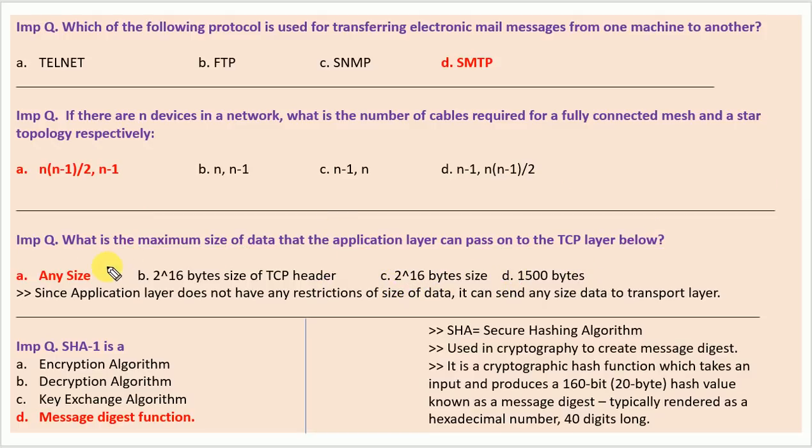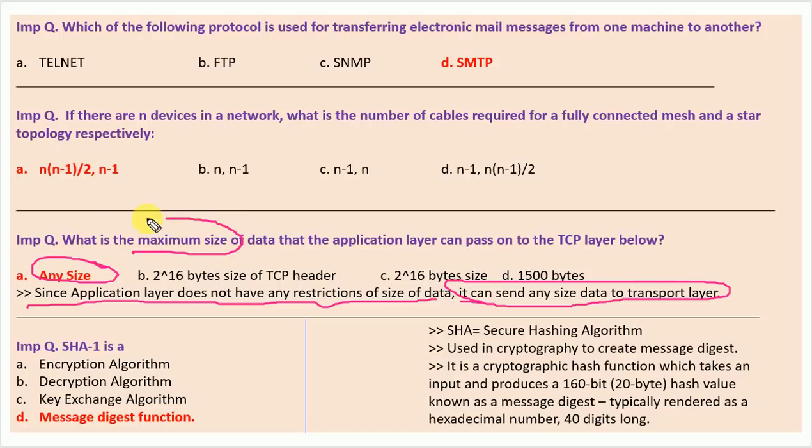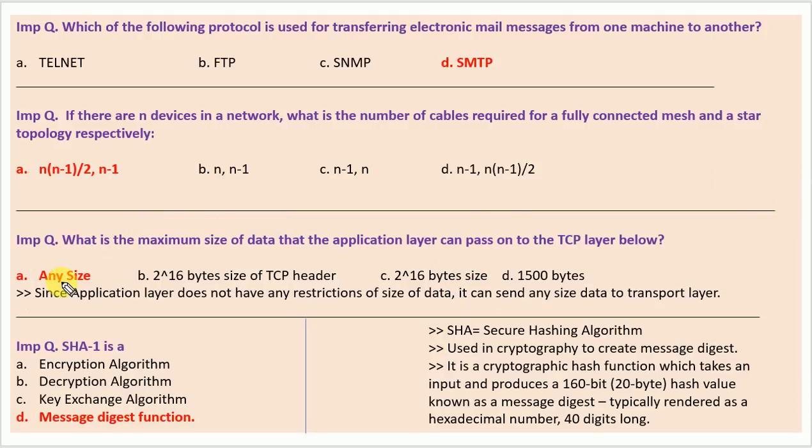So the correct answer would be any size. Why? Because the application layer does not have any restriction on the size of data. In the application layer, I don't think you will find anything related to a restriction on the size of data. You can transfer any size of data from the application layer to the transport layer below. There is no maximum or minimum size of data. You can send any size of data to the TCP layer, which is below the application layer. I hope now you have a better understanding.